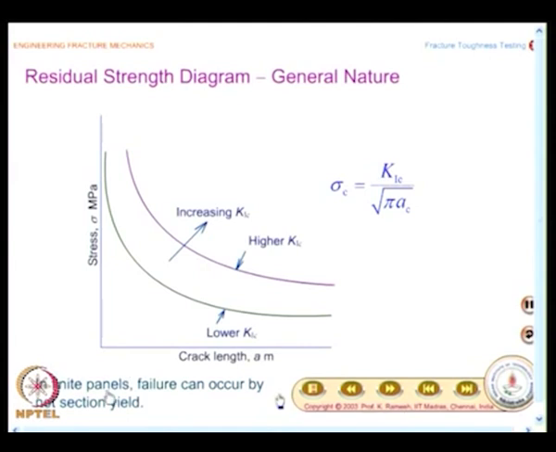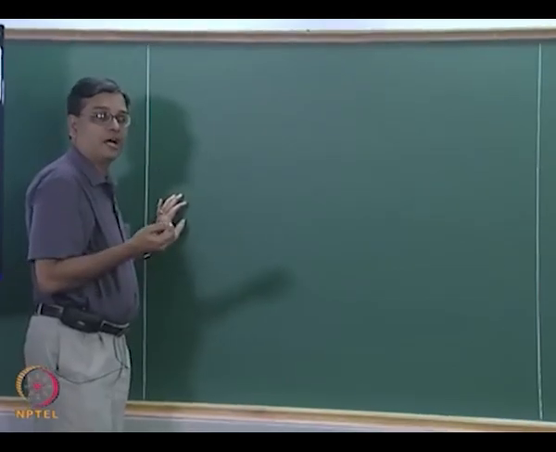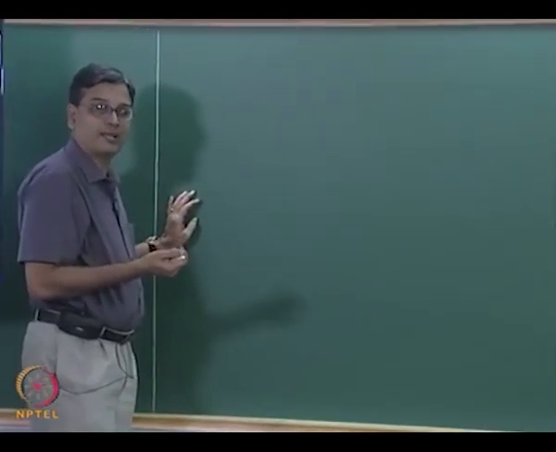You should also keep in mind that in finite panels failure can occur by net section yield also. If the crack length is sufficiently long and the net section is small enough for a particular combination of loads, more than fracture, it would be plastic collapse that would dictate how the panel will fail. Now, we will look at how we can appreciate the apparent toughness. We have seen how a residual strength diagram would in general appear.